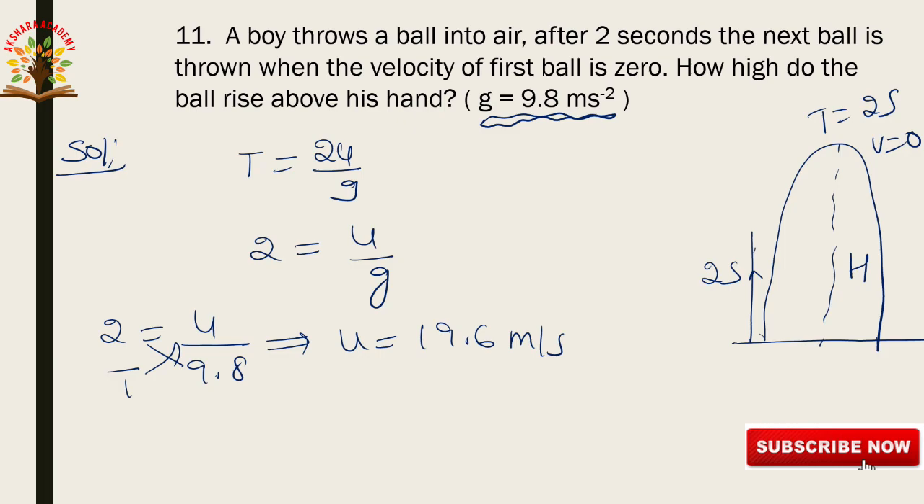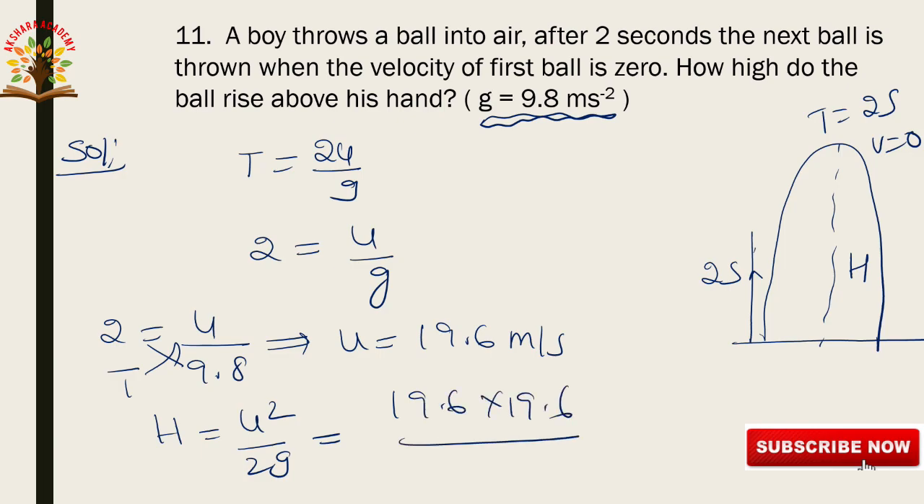Here we are calculating how high, nothing but the maximum height. Maximum height h is equal to u square by 2g. U square is 19.6 into 19.6, divided by 2 into 9.8, which becomes 19.6. So 19.6 and 19.6 cancel. The final answer is maximum height h is equal to 19.6 meters. This is the final answer. Next, we will go to the next question.